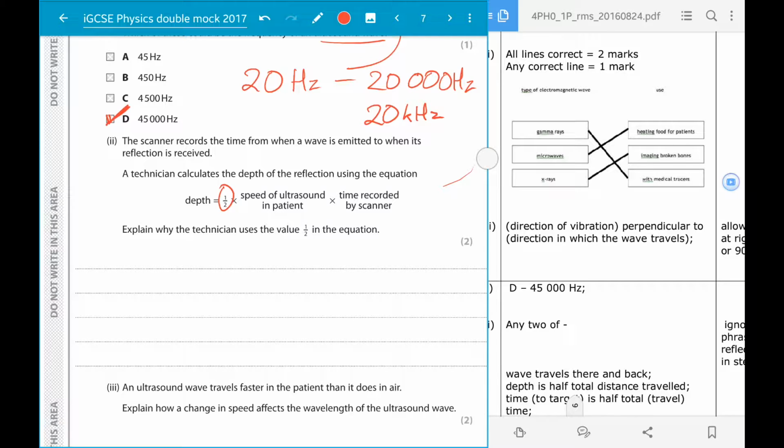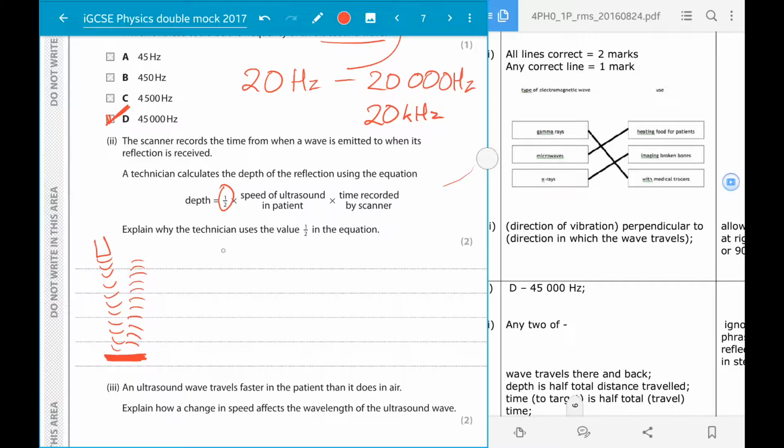So the depth of, let's actually draw a diagram here. Imagine you've got an object here, something inside a patient, and you've got your scanner at the top. It's going to send out an ultrasound wave and it's going to hit an object, and that is going to be reflected and come back. And the equation you see here, depth is a distance, speed and time. This is actually just a rearrangement of the speed equals distance over time equation.